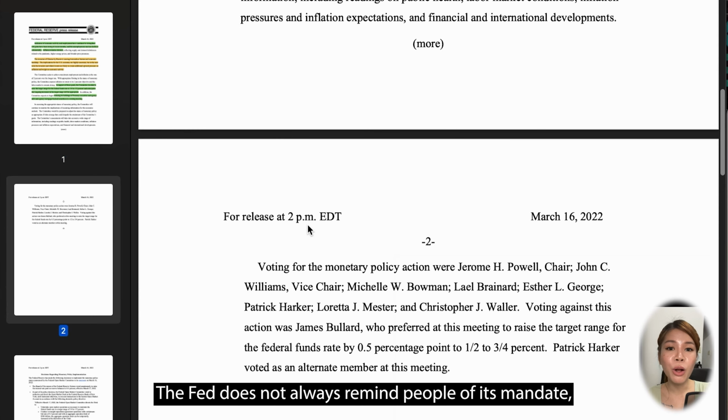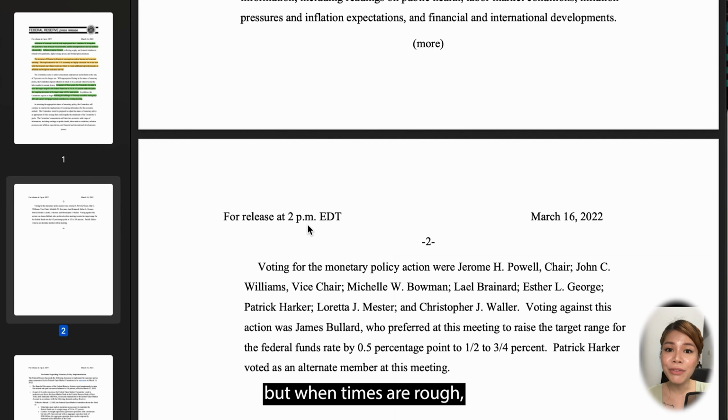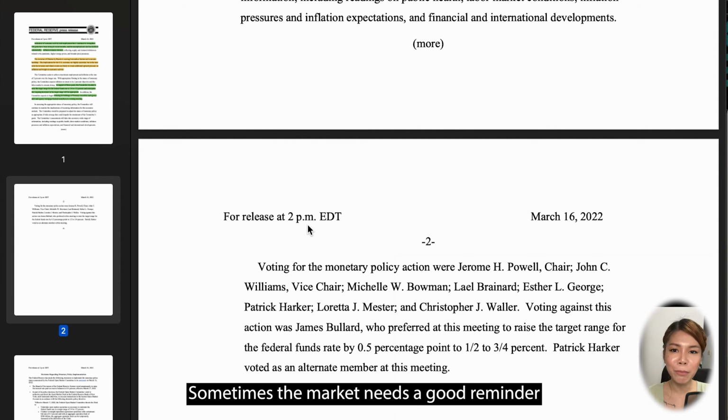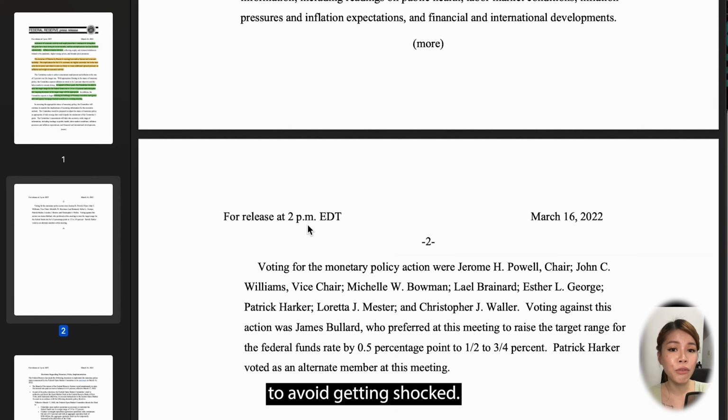The Fed does not always remind people of its mandate, but when times are rough, they are likely to communicate it clearly. Sometimes, the market needs a good reminder to avoid getting shocked. One thing the Fed does not want to do is surprise the market and disrupt it.